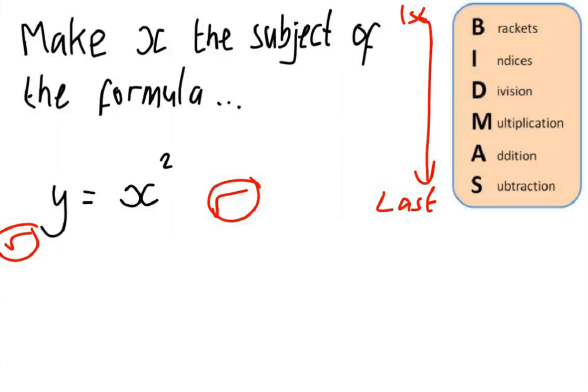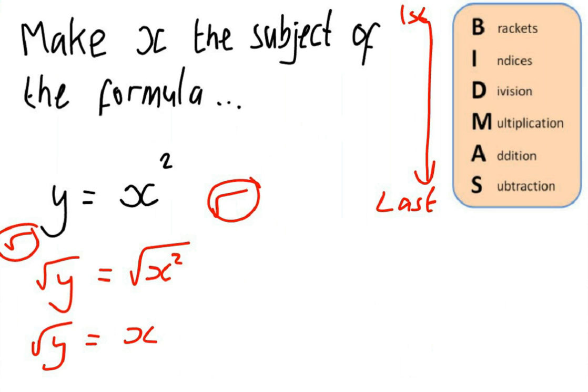So that actually comes out as the square root of y equals x, the square root of x squared. The square root of x squared is simply x. So the square root of y is x. Remember to tidy it up a little bit by switching it around. Y equals the square root of x. That is our answer. Try one more example.